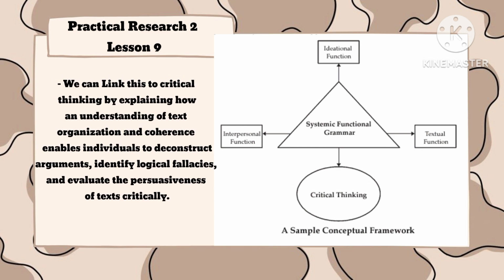We can link this to critical thinking by explaining how an understanding of text organization and coherence enables individuals to deconstruct arguments, identify logical fallacies, and evaluate the persuasiveness of text critically.